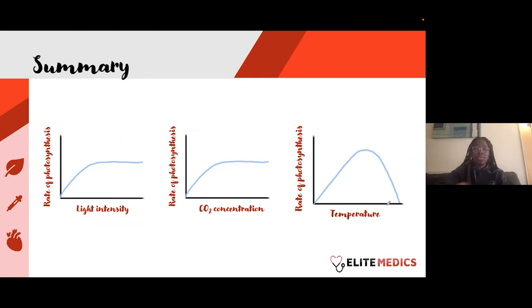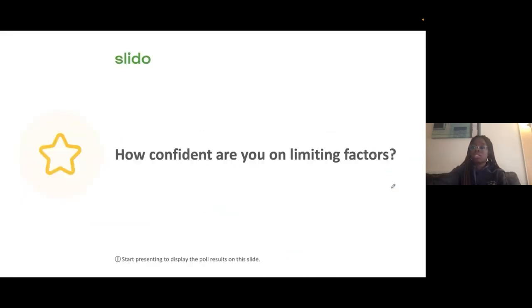So limiting factors, as we said, can either decrease or slow the rate of reaction. So here we have a slowing of the rate of reaction, and here we have the decrease of the rate of reaction. So now I'm going to ask you, how confident are you on limiting factors?